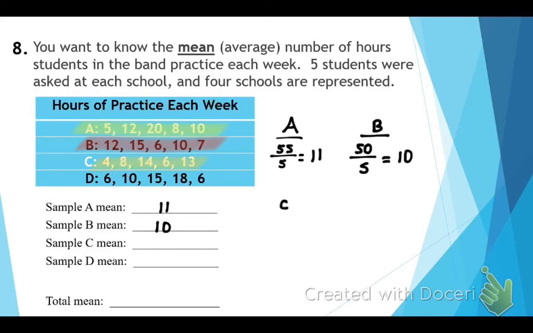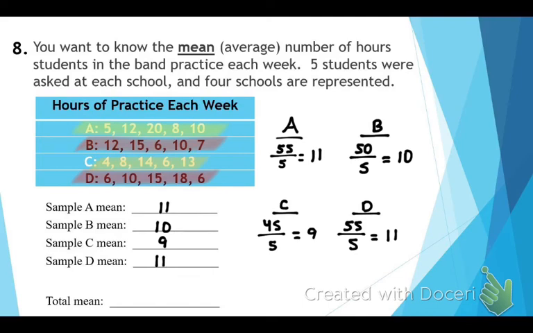Okay, let's see what you got. C, how many hours total? 45 divided by 5 is 9. Very good. Problem D, how many hours total? 55 divided by 5 equals 11.